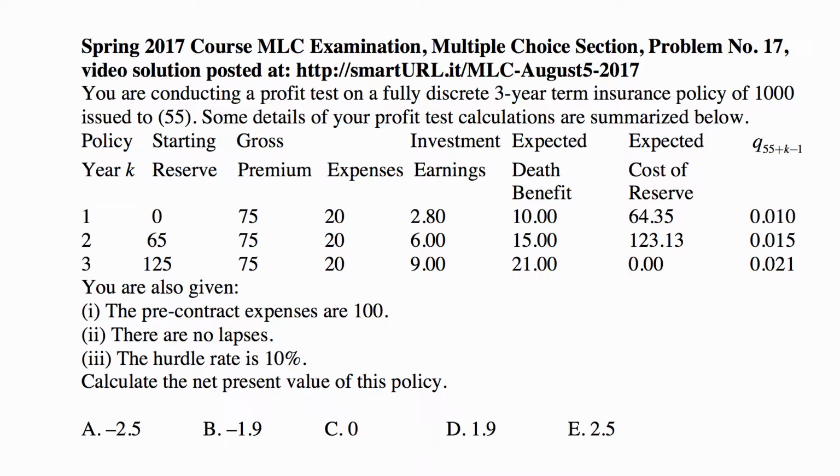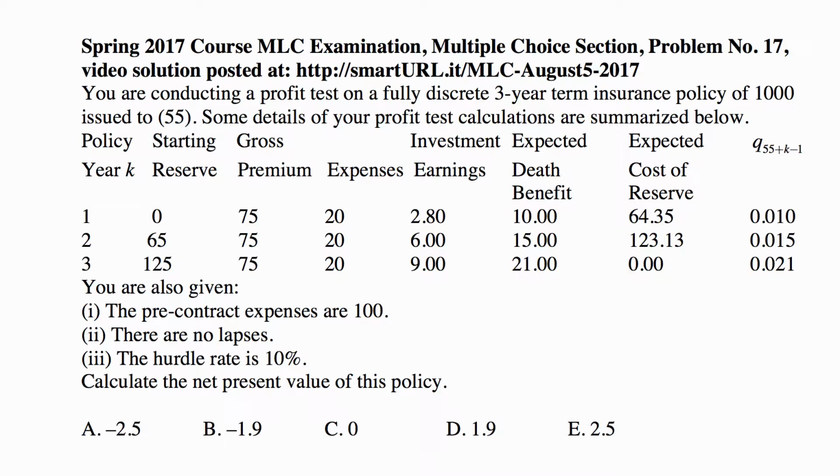expenses. You see the expenses are unchanged, they're always 20, gross premiums are always 75, investment earnings increase 286 and then 9, expected death benefit. So notice that this expected means that it's subject to probability of dying in the given year, and expected cost of reserve, and that's subject to probability of surviving in that year. And then you are given the probability of dying at ages 55, 56, and 57, which matter for these calculations.